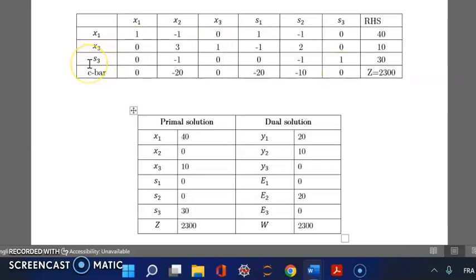And when you look at the basis, it makes sense because we have S3 in the basis and it's equal to 30. So I have 30 units of resource C that I'm not using, so it doesn't really make any sense for me to want to acquire additional units of that resource. Now for resources A and B, they're not in the basis, so we don't have any units of resources A and B after the production process.